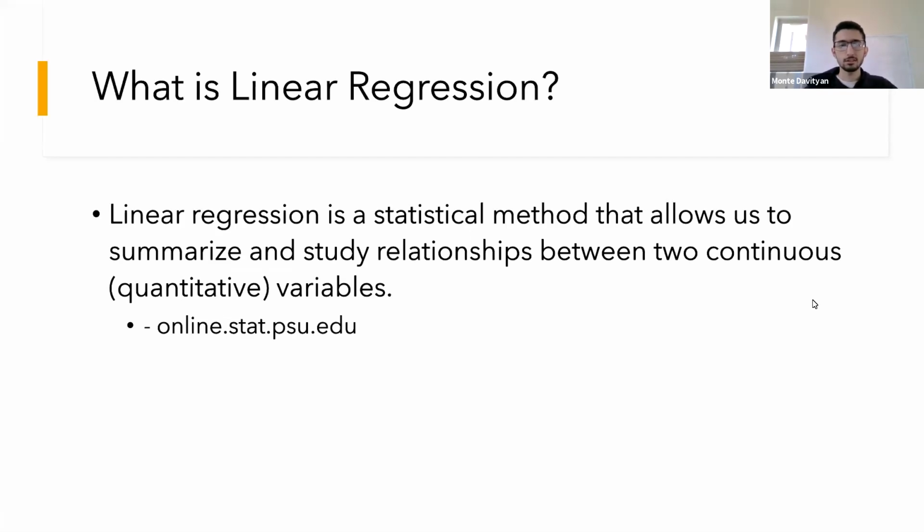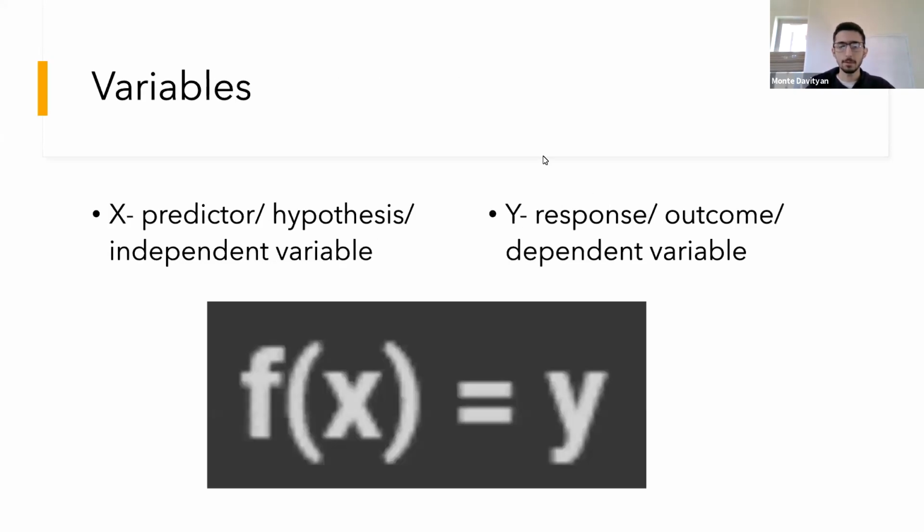So what is linear regression? You guys are probably familiar with it, and this is going to be kind of a shorter lecture. But it is important to define what we're doing and how to actually use it. So linear regression is a statistical method, and it summarizes the relationship between two continuous variables. We'll talk about what that means, really.